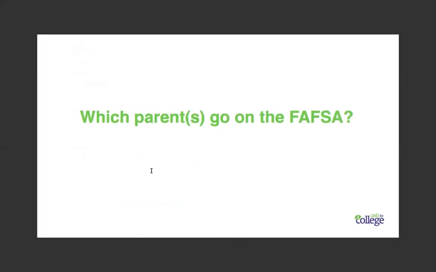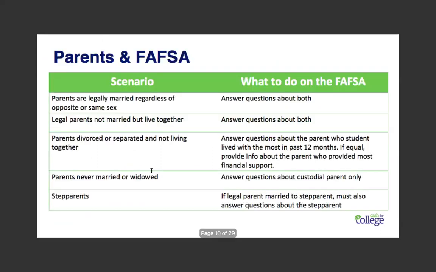So, which parents go on the FAFSA? We do have this little scenario worksheet that makes it easy for the most part, but I know there are a lot of situations that are not so easy to navigate. So the scenario is parents are legally married, regardless of opposite or same sex. You want to answer questions about both parents on the FAFSA. Legal parents are not married, but they live together: you answer questions about both. If the parents are divorced or separated and not living together, you answer questions about the parent who the student lived with the most in the past 12 months.